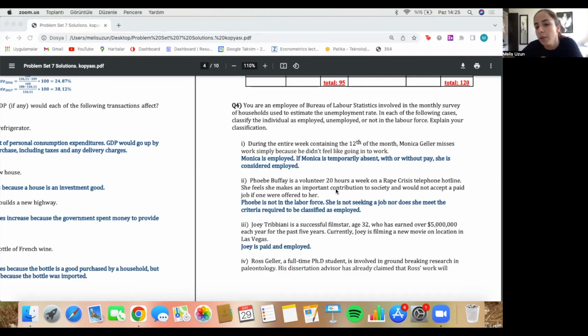Phoebe Buffay volunteers 20 hours a week on a rape crisis telephone hotline. She feels she makes an important contribution to society and would not accept a paid job if one were offered to her. So Phoebe is not in the labor force because she will not accept a job, even if one is offered to her. She doesn't have a motivation to work at a paid job.